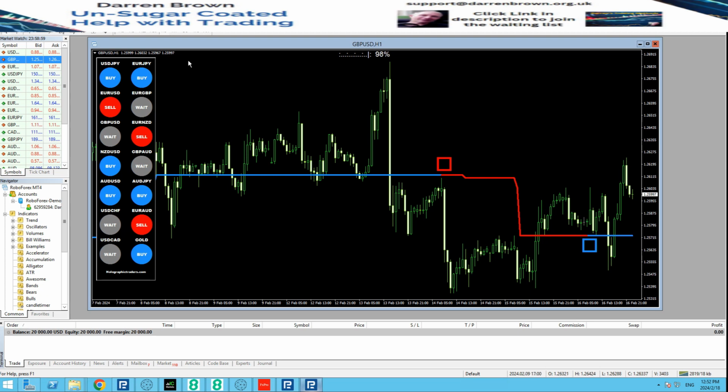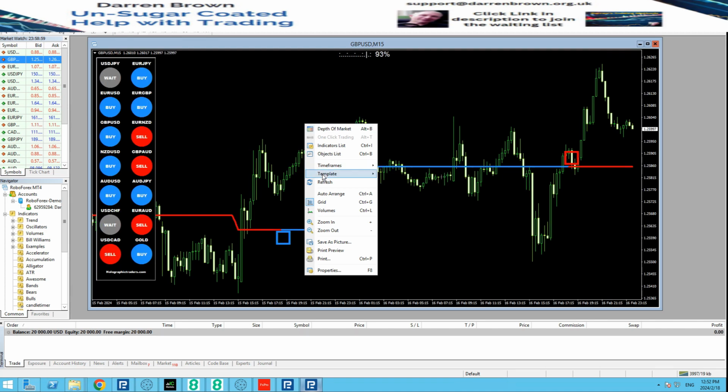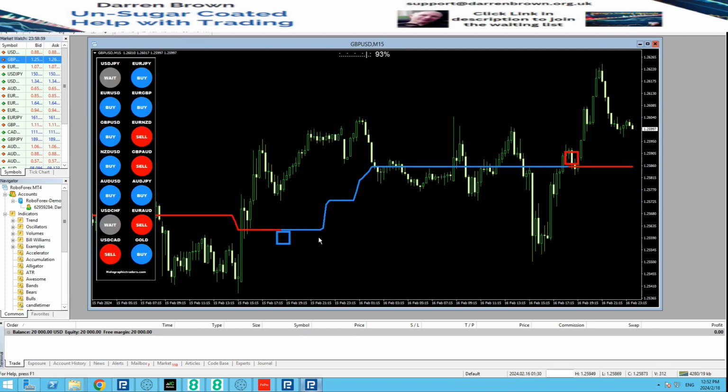Okay, so if we change the time frame to a 15-minute window, we're just going to refresh. Oh, we don't need to, it's done it quickly, and you'll see that it shows you consistency inside the actual thing. So this works really well.